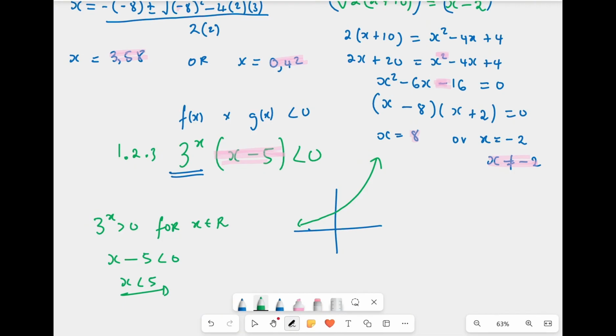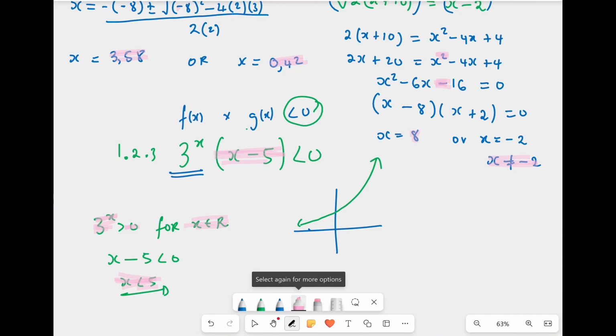And then that means x must be less than 5. So if x is less than 5, and then we will have f of x multiplied by g of x less than 0. So the answer here is x is less than 5, because this part, which is 3 to the exponent x, is positive for x is an element of all real numbers.